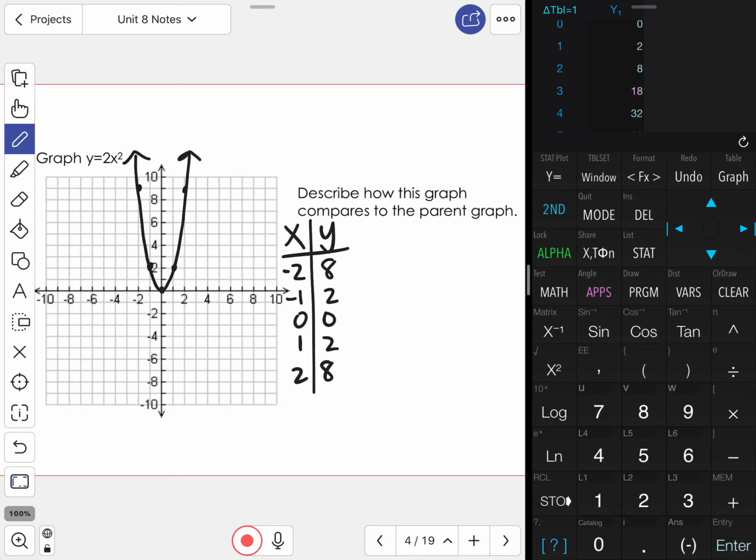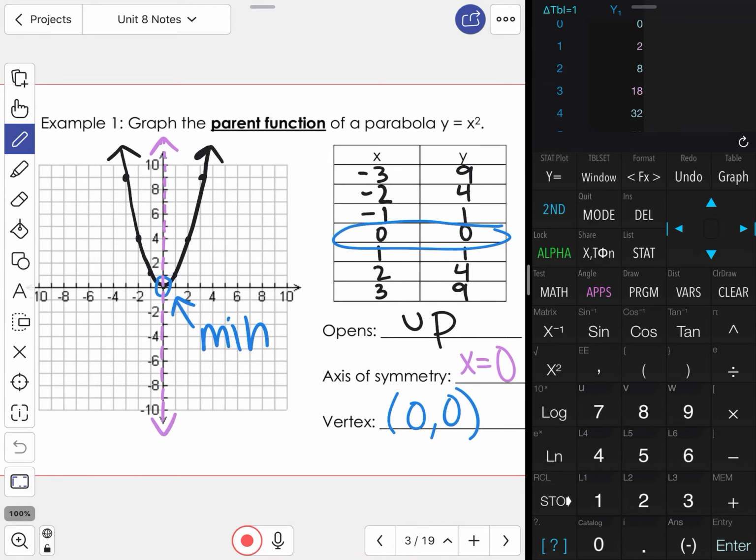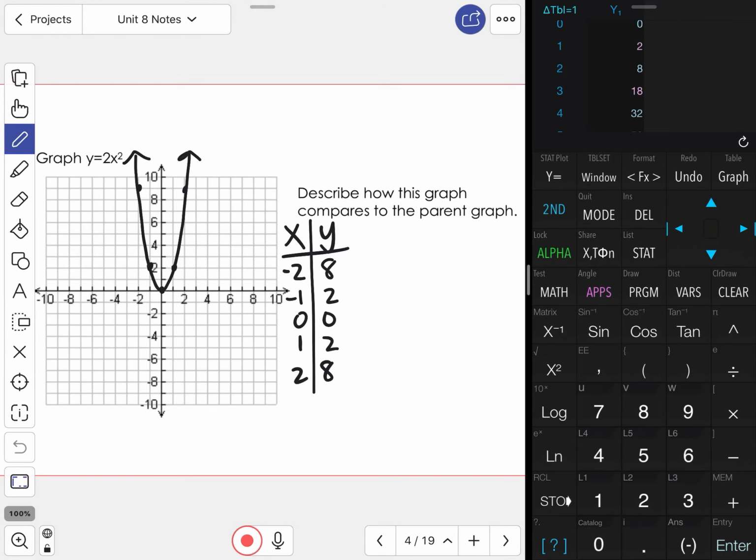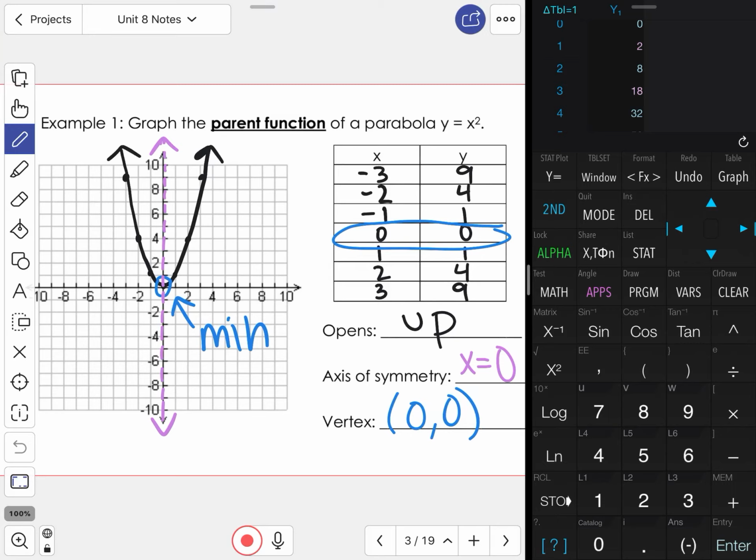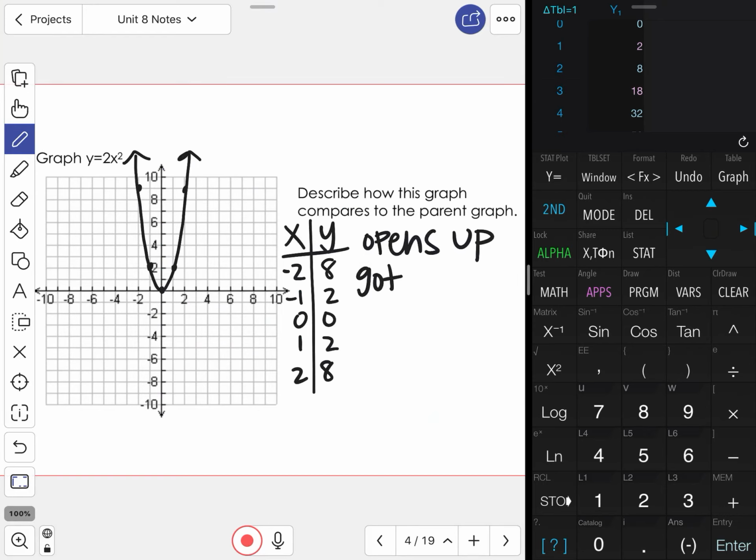And it asks us to describe how this graph compares to the parent graph. So we need to tell what's the difference between this last graph that we graphed and this graph that we're now graphing. And I can tell just by the shape of it, it still opens up, but it looks like my graph got a lot skinnier. It was originally a lot wider, but it got narrower. So I can tell that the only difference that changed in my equation was that 2. Originally we graphed an x squared. Now we graphed a 2x squared. So it looks like that 2 made the difference of making my graph narrower, or we could also say skinnier.